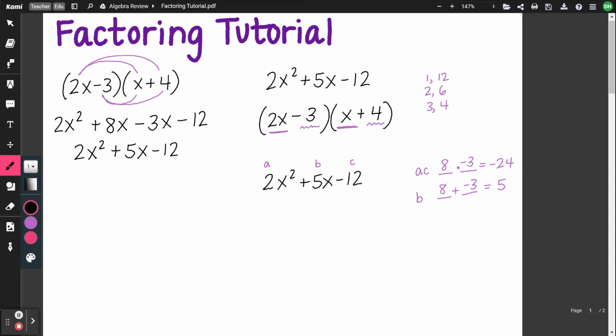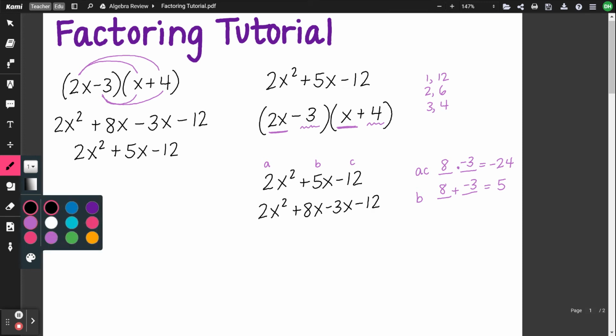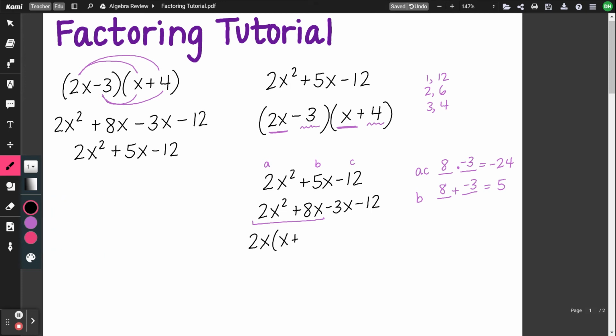So if you're doing grouping method, in order to split this up and make it into 4 terms, I'm going to rewrite that 5x as positive 8x minus 3x. So do you see how what I'm writing is equivalent to what's above? 5x is the same as 8x minus 3x, but now by writing it as 4 terms, I'm able to group them. So then I take the greatest common factor of the first group, that's 2x times x plus 4.